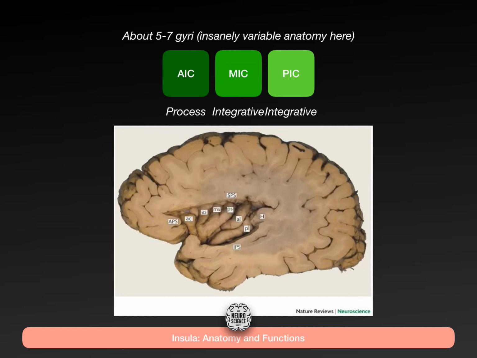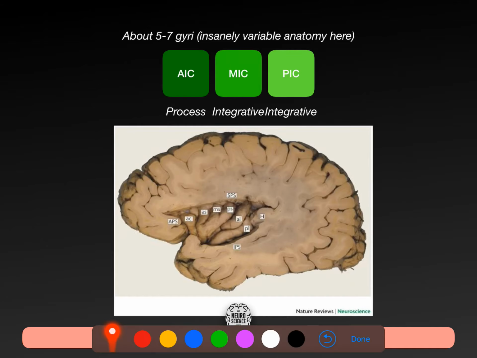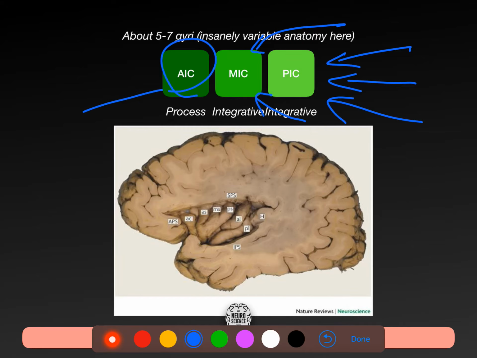So, the insula can be divided many ways, but one of the most common ways that it's divided is the anterior, middle, and posterior insular cortical regions. The anterior one is mostly processing information that is integrated from the different lobes by the posterior and the middle. So you tend to get afferent input into the posterior and into the middle, and then decisions are made in the anterior, which is then fed out.